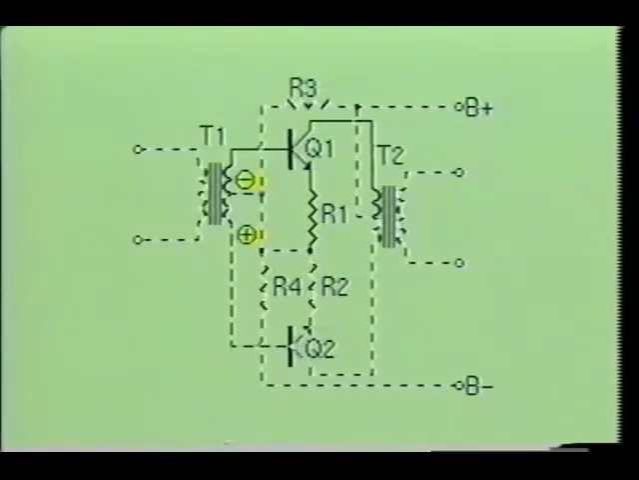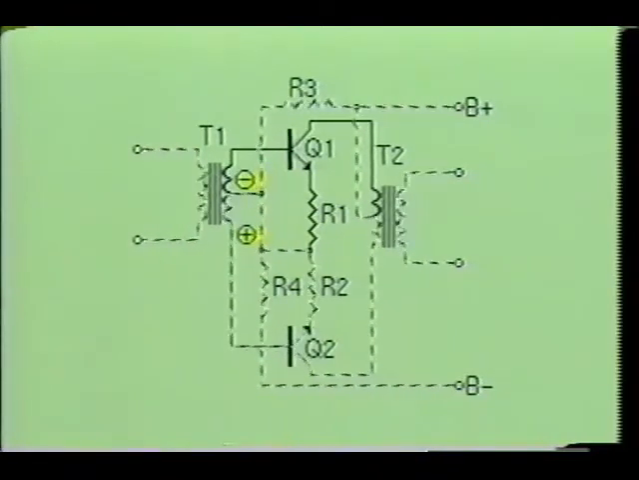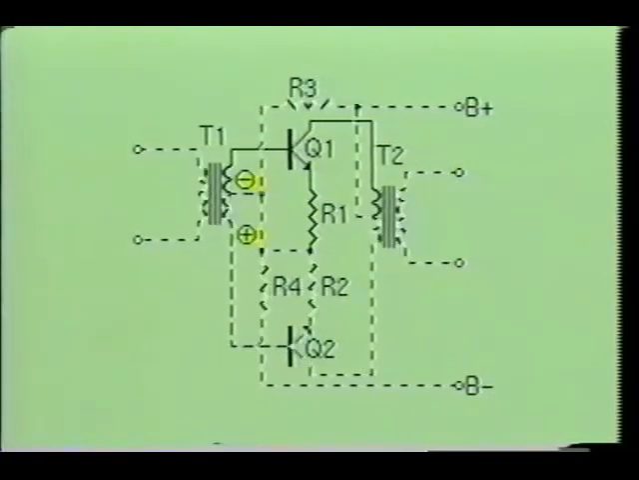Some of the current will flow through the base and back to the bottom of the secondary of T1. The remaining current will flow through the collector of Q2 and into the bottom of the primary of transformer T2. From here, the current will flow to B+. Once again, a small bias current will flow from the common through R4, then through R3, and back to B+.